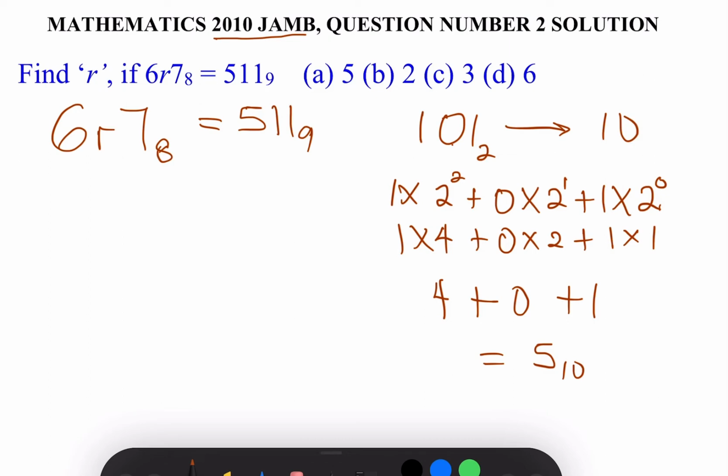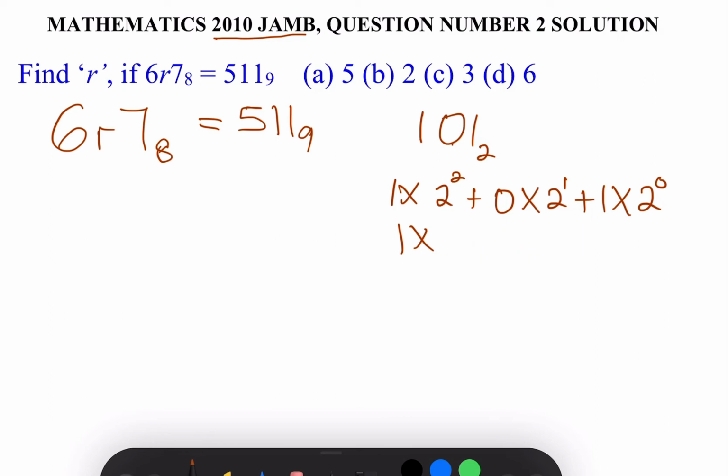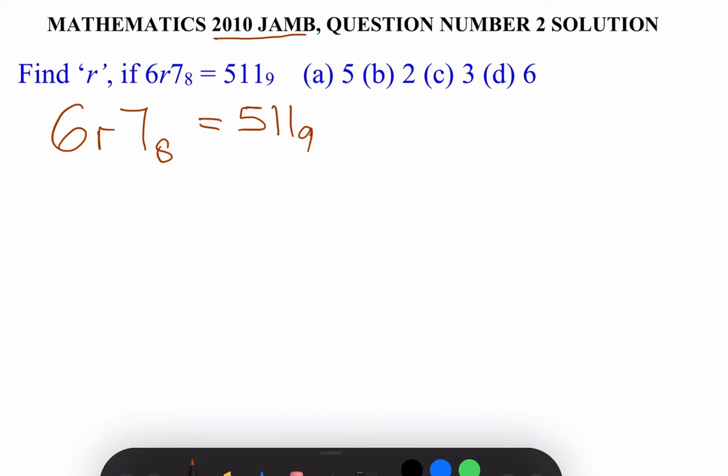That's 5 base 10. That means we've converted this to base 10. The same thing we're going to do to this. We're going to convert it to base 10. Each of them, we convert to base 10. So let's start with the first one. We have 6 times 8 because the base is 8. That's 6 times 8 plus r times 8 plus 7 times 8, so that means we convert this to base 10. Then we start from the lowest 8. We write 0, 1, 2.